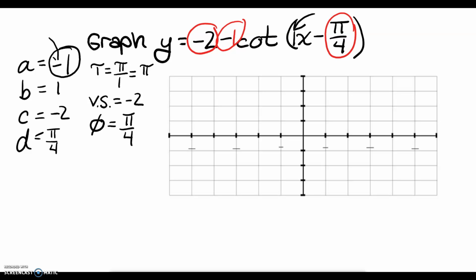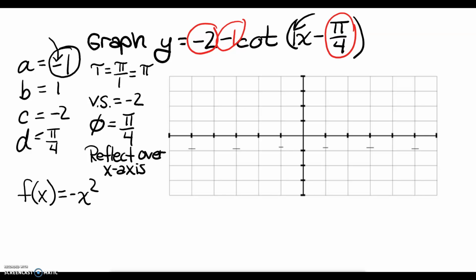But the important part is the negative part. That negative, we found when we had functions like f of x equals negative x squared, what did that negative do? It reflected our graph over the x-axis. So we're going to have a reflection over the x-axis. And that is true whether we're graphing sine, cosine, tangent, cotangent, whatever function we're graphing. If that a is negative, it is a reflection over the x-axis.